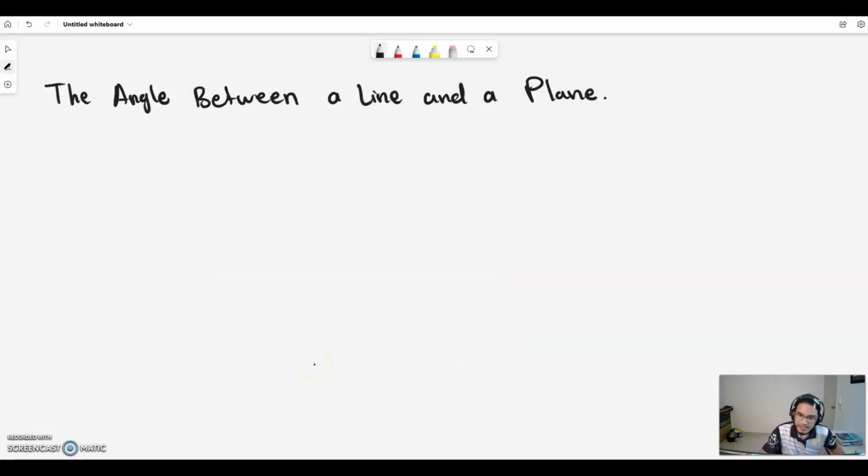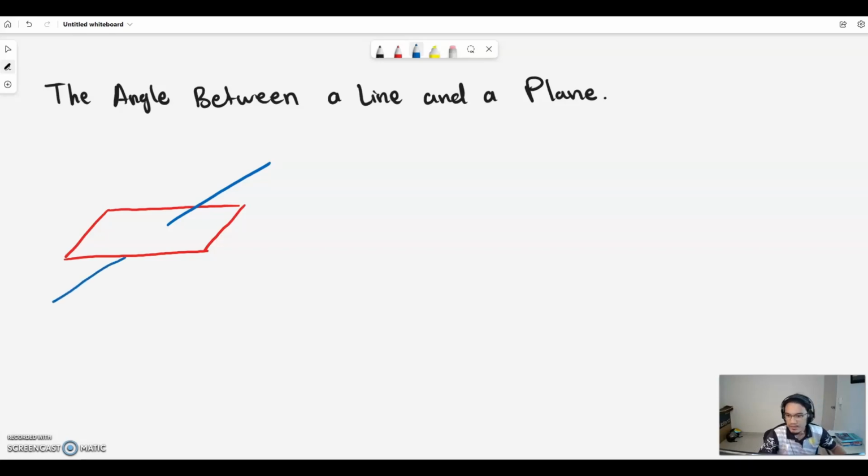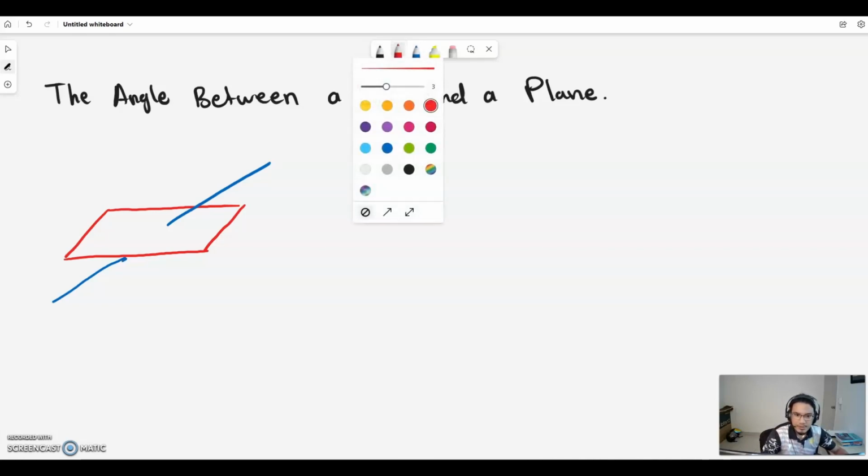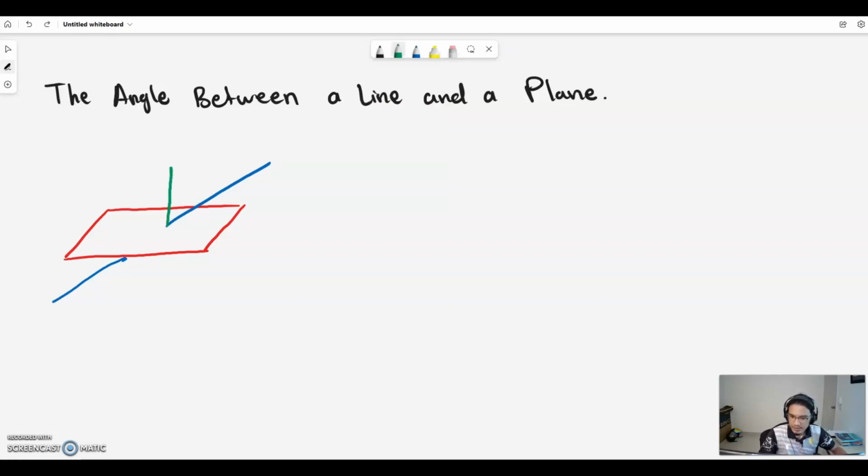Okay, next let's move on to the angle between a line and a plane. Let's say we have a plane right here, and there is a line that is passing through the plane at an angle. So here is the line. From that plane, we know a plane will always have a vector that is perpendicular to its surface. Let's say this is the vector coming out from the same point where the plane intersects with the line.